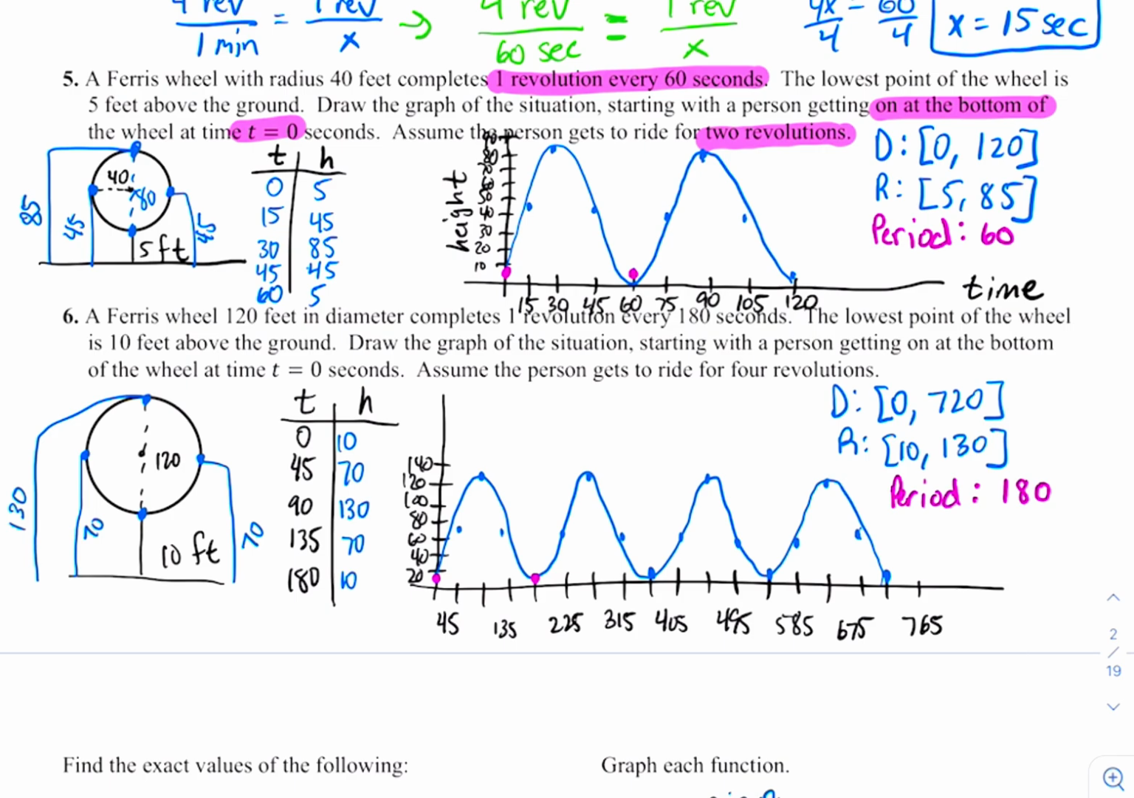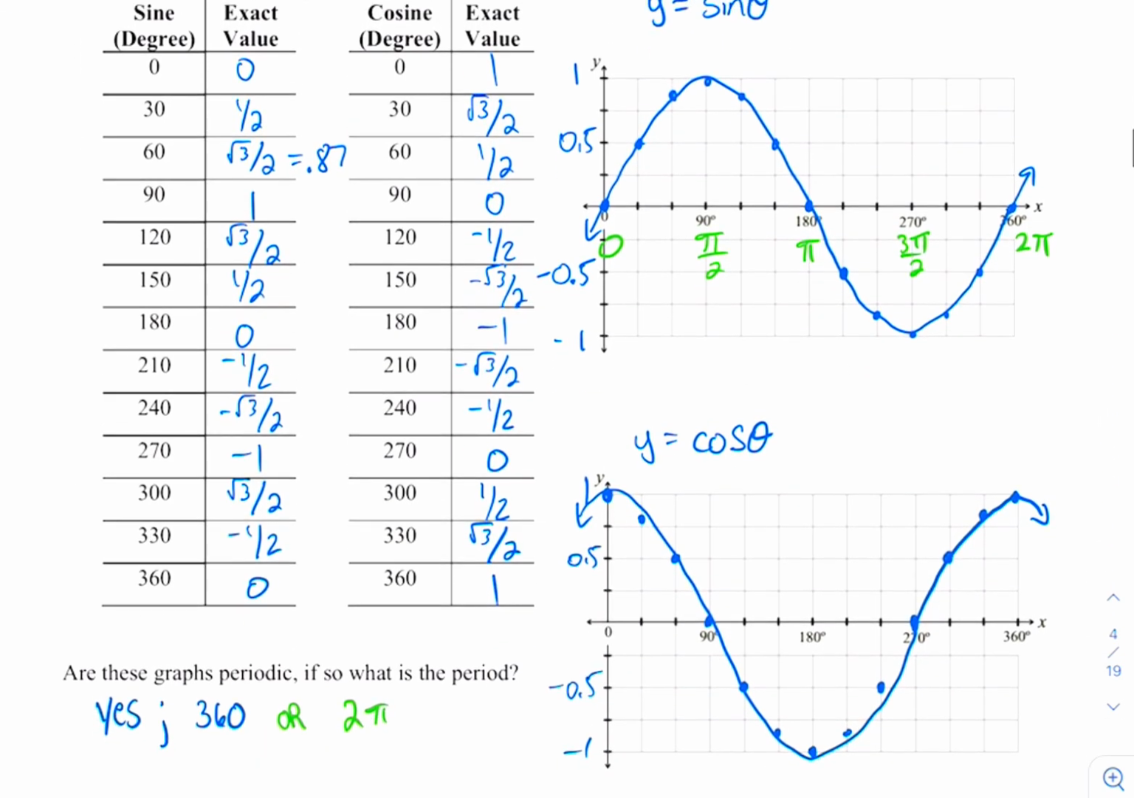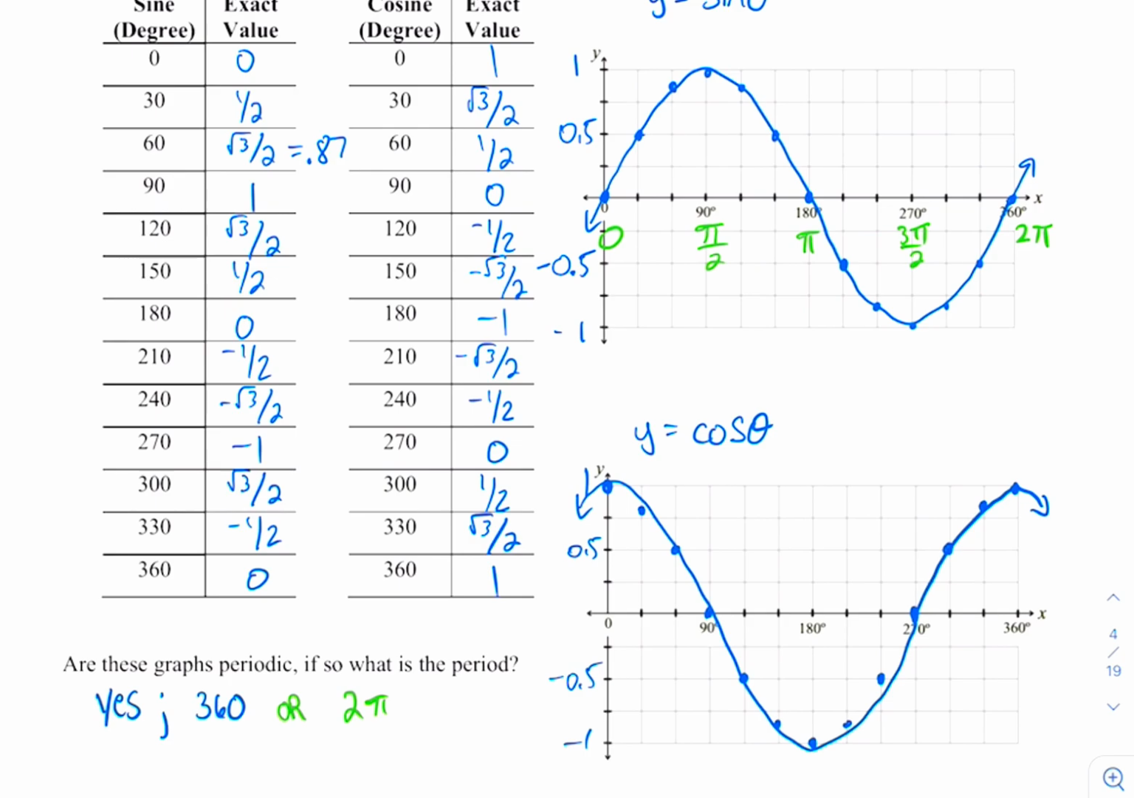And then if I asked you what the frequency was on each of these, remember that's just how many times our pattern is showing up. So on number 5, if I'm counting, this would be 1, 2 for my frequency. And then on 6, this would be 1, 2, 3, 4. Okay. Whereas if I go back to these problems, I would have a frequency of 1 on each of those, and the period length would either be 360 or 2 pi.